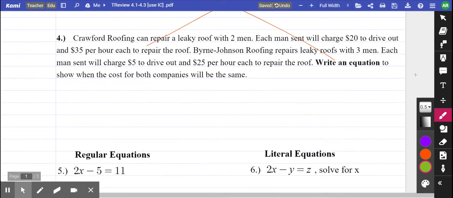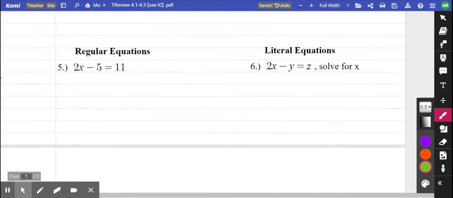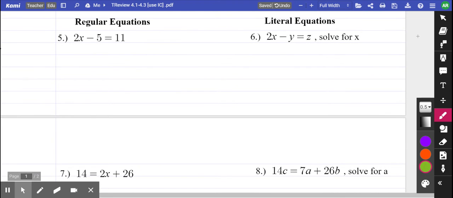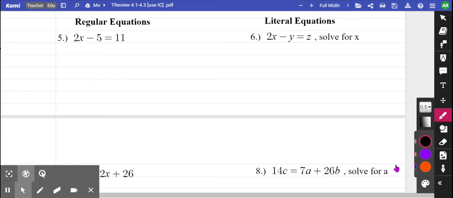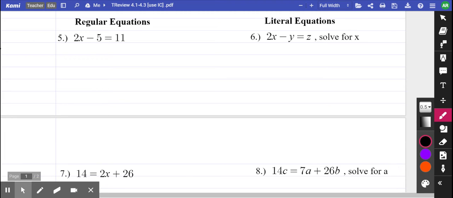All right, so we are skipping 3 and 4. It should be deleted on your end, and we're going to focus on some literal equations. Now, I know some of us have been struggling with the literals, so what's going to happen is the odd numbers will be regular equations. The even numbers will be literals where it's more variables, but you're going to have to use the same steps to solve the evens as you did the odds, and this will make sense in a second.